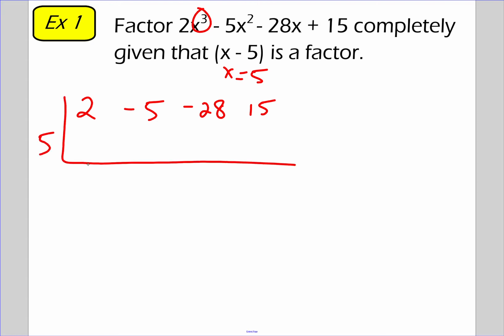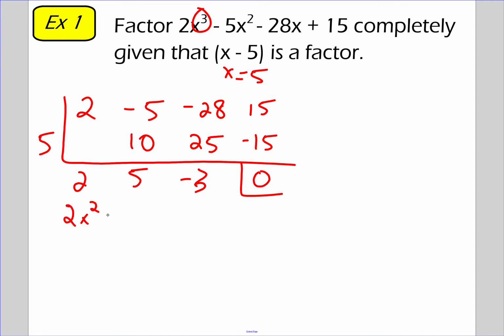Okay, so we bring down the 2, we multiply 2 times 5 to get 10, we add vertically, we multiply, and we add vertically again, and multiply diagonally, and there we go, boom, 0, just like the remainder theorem tells us we should get. The factor theorem says a remainder of 0 gives a factor. So we're left with 2x squared plus 5x minus 3.